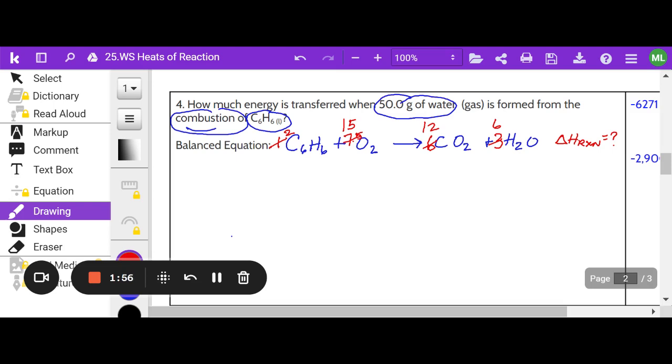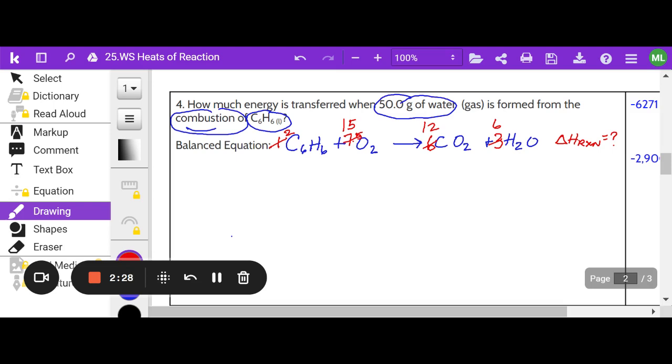Okay, so I'm going to look up C6H6 under carbon. It's right here. I circled it, 49.0. I also looked up CO2, and hydrogen is right here. And no, I don't need hydrogen. I'm sorry. I need water. So it should be under oxygen. Water should be under oxygen. So right here, water, I'm going to use the gas right here. Okay, I'm not going to be using oxygen.